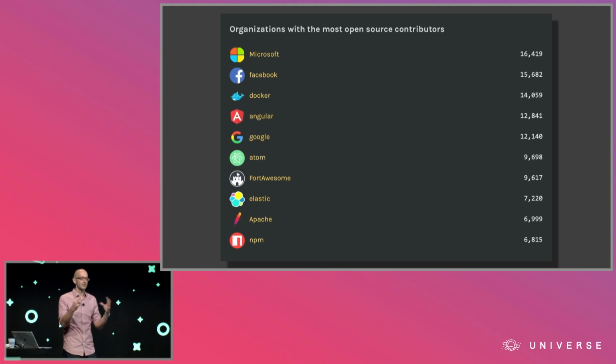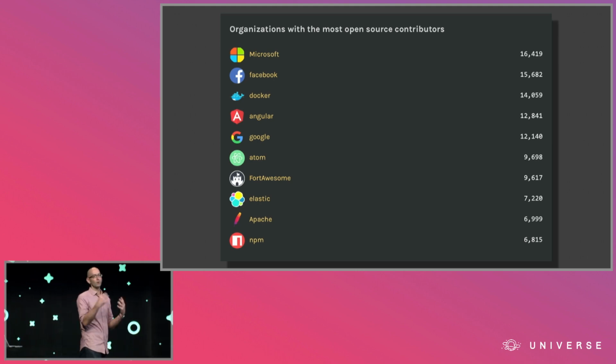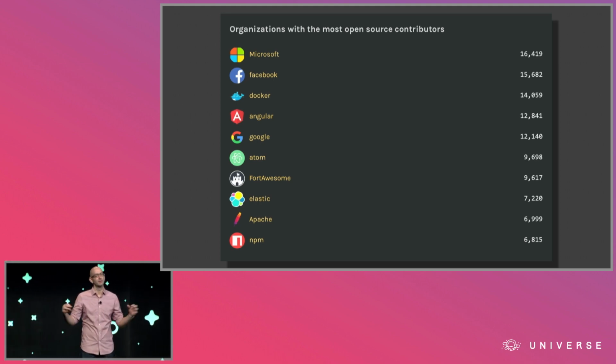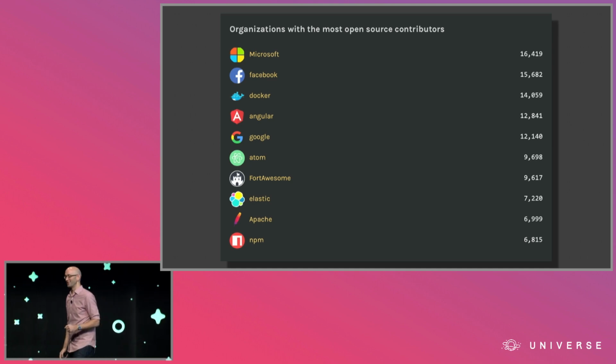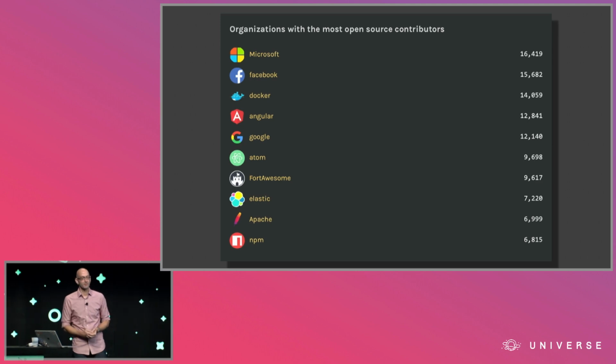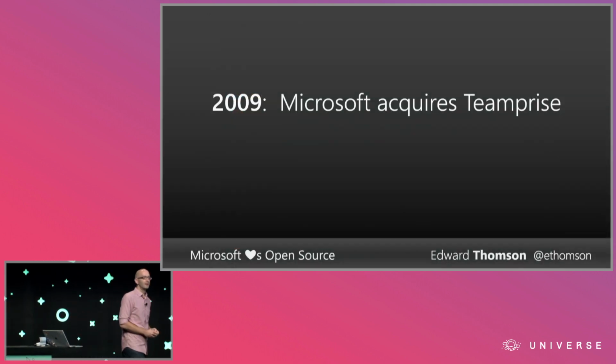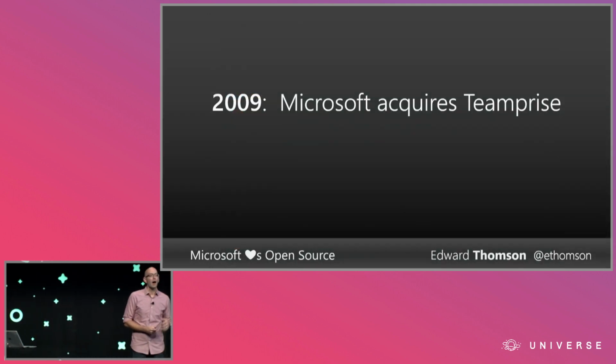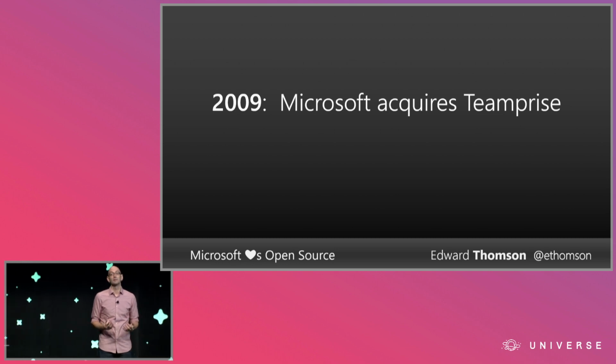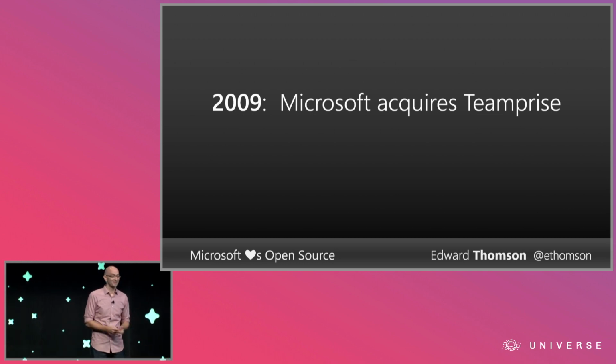A lot of teams within Microsoft were actually working on open source kind of independently. So I don't want to take all of the credit by any stretch of the imagination. I can only tell you what I know. So in 2009, that's actually when I started at Microsoft. I worked for a little company called Teamprise. If you've never heard of us, that's fine.